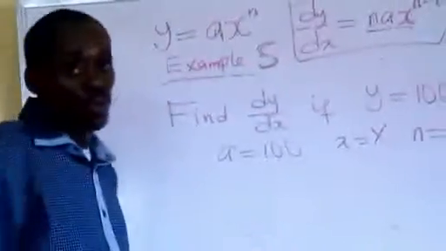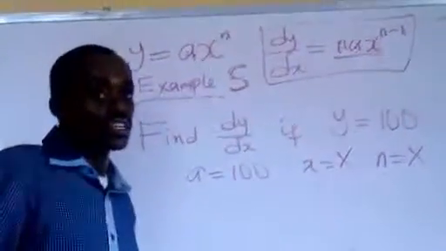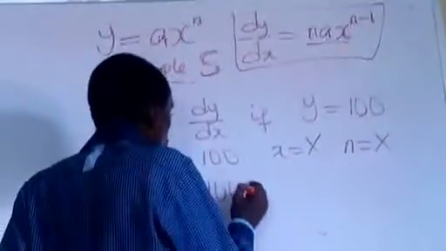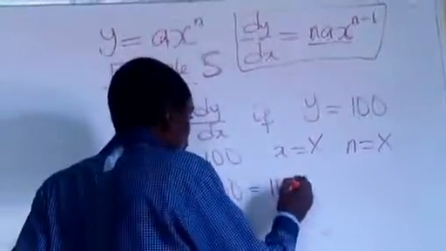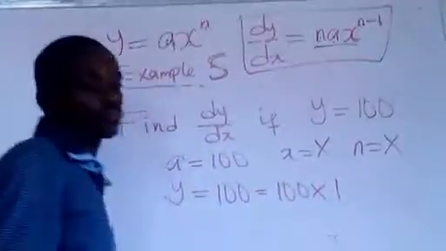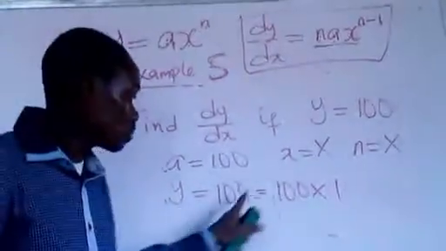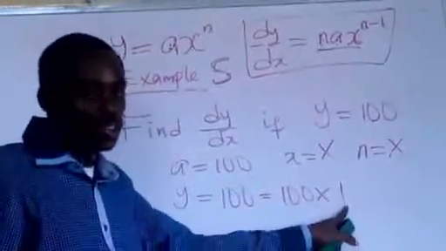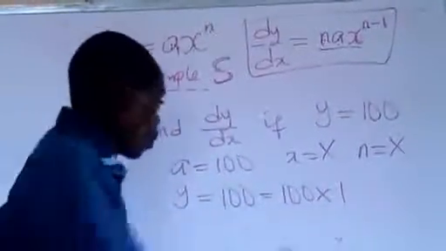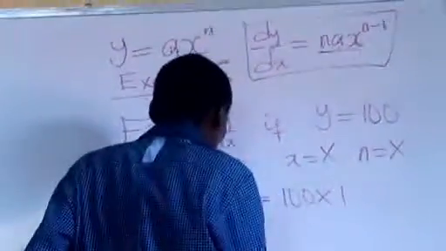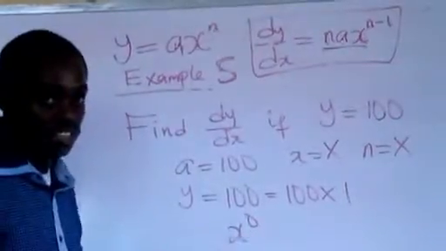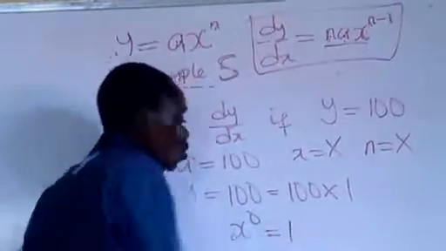So what you're going to do is that you will introduce x from indices. So let's modify y equals 100 as 100 times 1. 100 times 1 is the same thing as 100. So we are going to introduce x in place of the 1. When you raise x to power 0, x raised to power 0 is what? It is actually equal to 1.